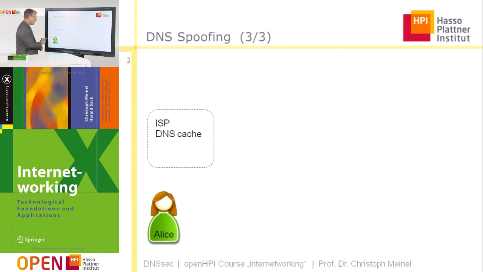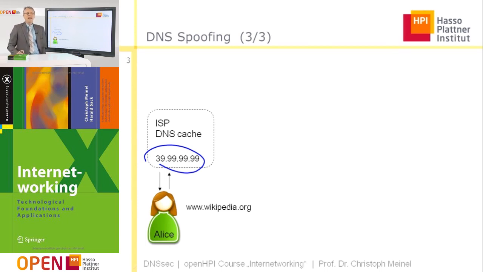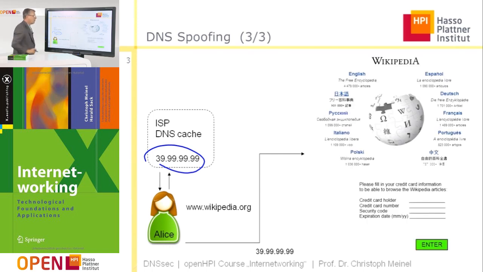So now, when Alice restarts and wants to get, by means of the domain name service, the IP address of the domain name www.wikipedia.org, instead of the right number, she gets this number, which was faked by Mallory. Now, Alice cannot recognize this, because the domain name service cache gives her the IP address belonging to wikipedia.org, and she reaches this page. At first glance, it looks like the original page.